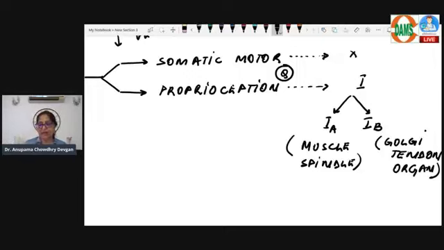So A alpha fibers can be motor fibers. Motor fibers do not have any number in the numerical classification. A alpha fibers can be for proprioception. A alpha fibers which are for proprioception will have a corresponding number. The corresponding number in the numerical classification is type 1. Type 1 is further subdivided into 1A and 1B. 1A is the sensory fiber from the muscle spindle. 1B is from the Golgi tendon organ.